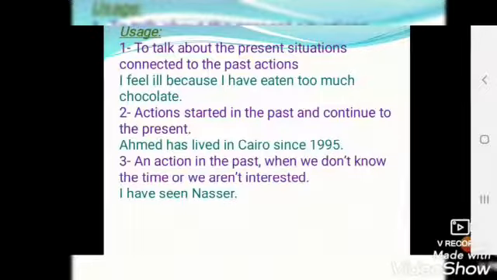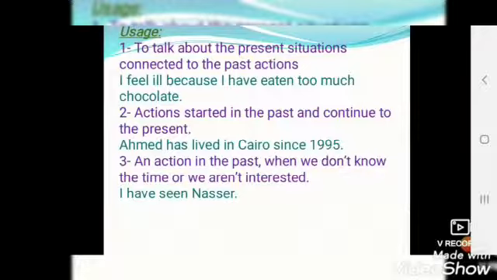Also, we use the present perfect to express actions started in the past and continuing to the present. Like the example: Ahmed has lived in Cairo since 1995. I mean that Ahmed came to Cairo in 1995 and he is still living there.